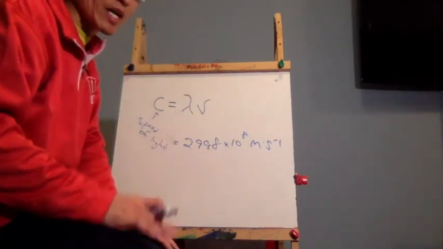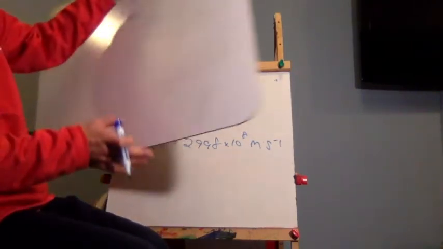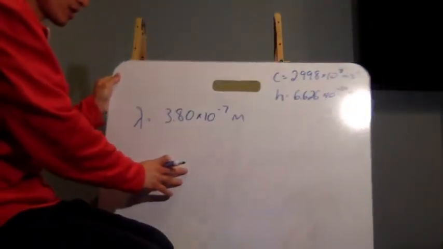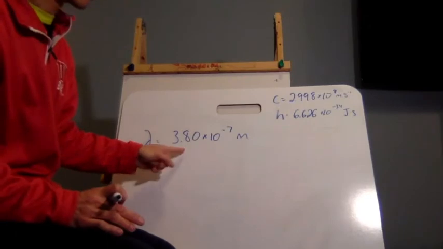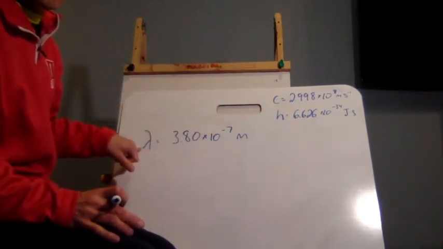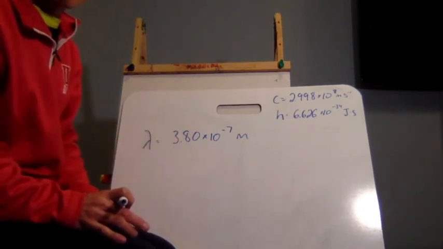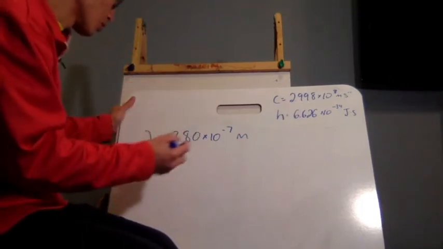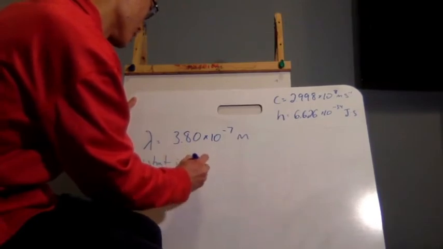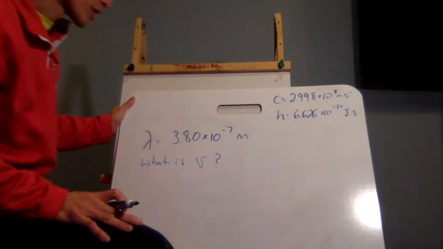This is your first equation you have to know. Sometimes they might ask you to calculate some things with this, so I'm going to give you a couple of brief calculations. I'll also give you a worksheet that you can use to practice. Let's say lambda is 3.8 times 10 to the 7th meters, and I'm going to ask what is nu, or frequency, in s to the minus 1, cycles per second.